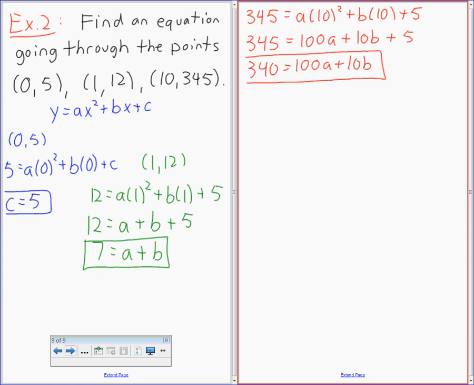I'm going to do this the traditional way, with substitution or elimination. So I'm going to say A plus B equals 7 and 100A plus 10B equals 340. Can I get a brave sub or eliminator? What are you going to do here, please? Go ahead.